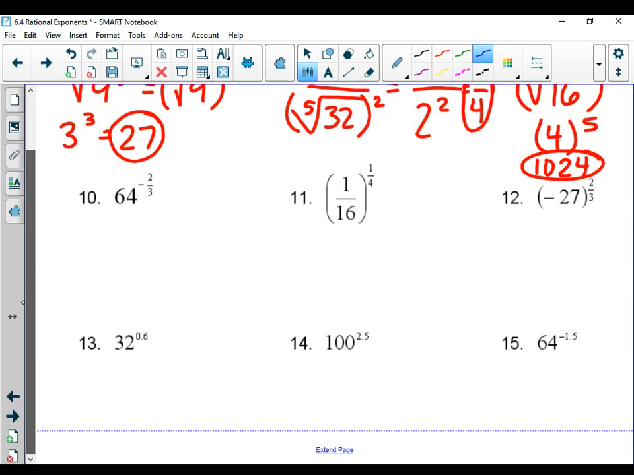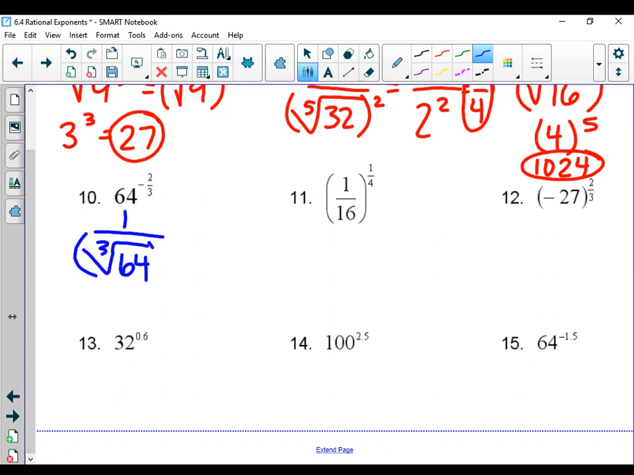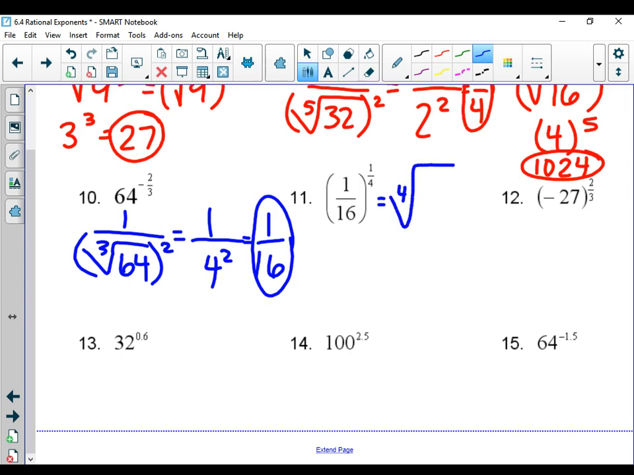All right, so number 10, this is 1 over the cubed root of 64 squared. What is the cubed root of 64? 4. 4 squared gets me 1 over 16. The next one, that means it is the 4th root of 1 over 16. What's the 4th root of 1? 1, not a trick question. 4th root of 16? 2. So just 1/2.